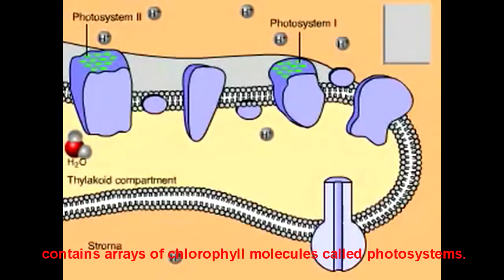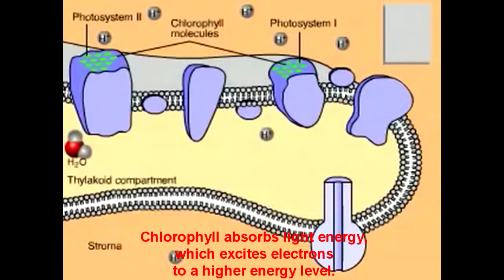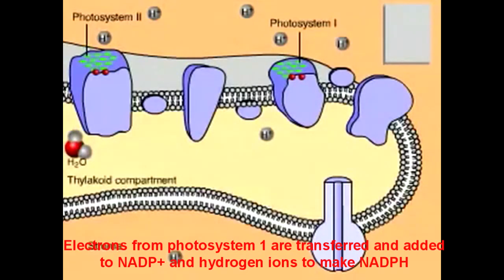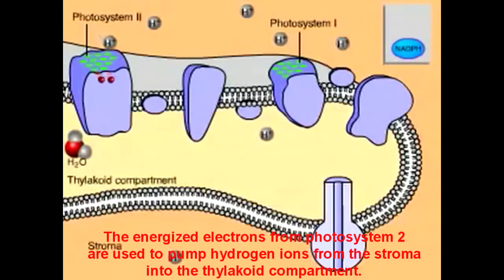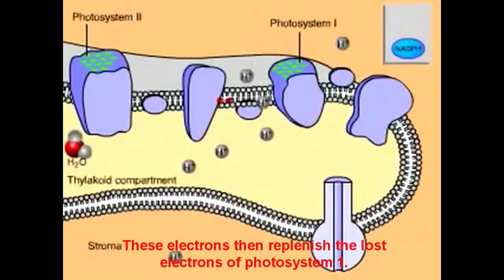The thylakoid membrane contains arrays of chlorophyll molecules called photosystems. Chlorophyll absorbs light energy, which excites electrons to a higher energy level. Electrons from photosystem 1 are transferred and added to NADP+ and hydrogen ions to make NADPH. The energized electrons from photosystem 2 are used to pump hydrogen ions from the stroma into the thylakoid compartment. These electrons then replenish the lost electrons of photosystem 1.